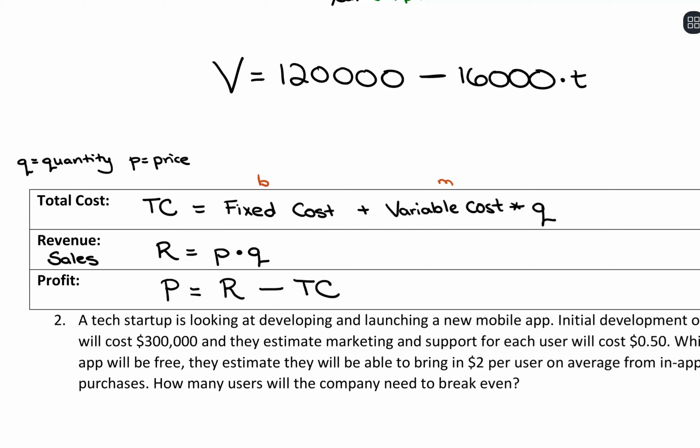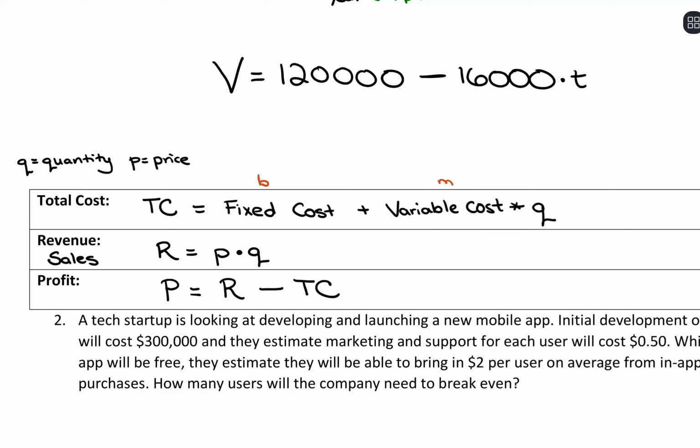So if that difference is positive, then we're working at a profit and we're making money. If we take that difference and it comes out negative, which is very possible, that means we're operating at a loss. We're actually losing money. Our costs are more than the money that we're bringing in with revenue.